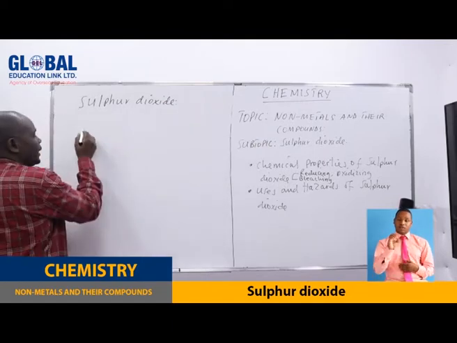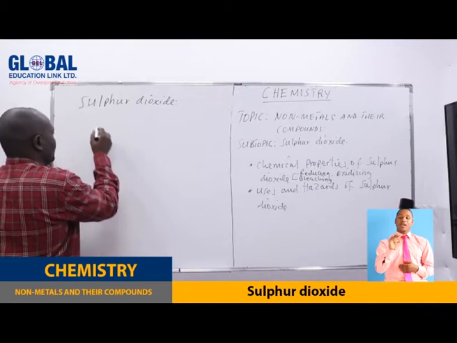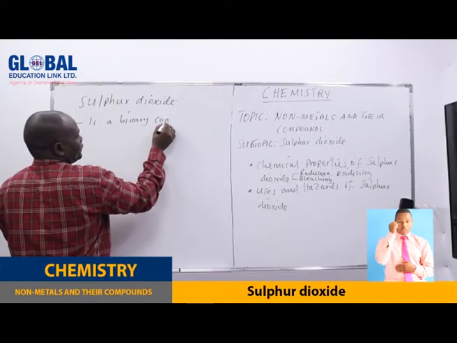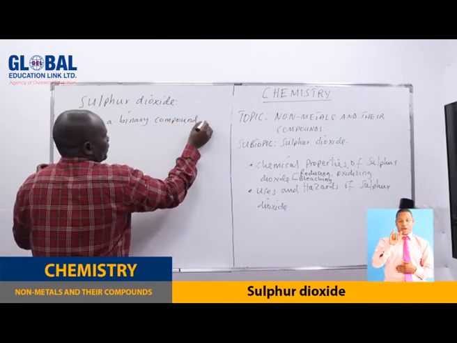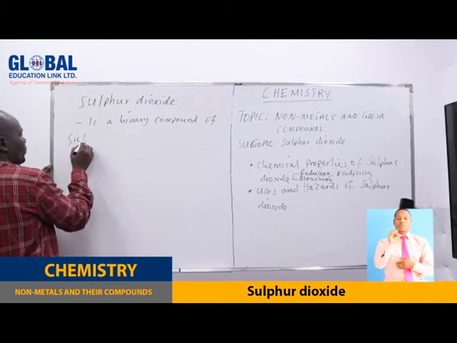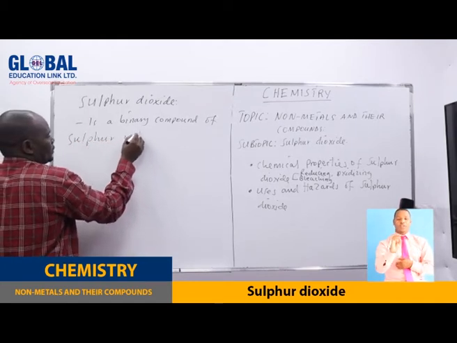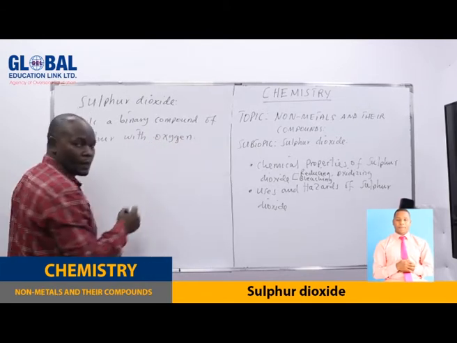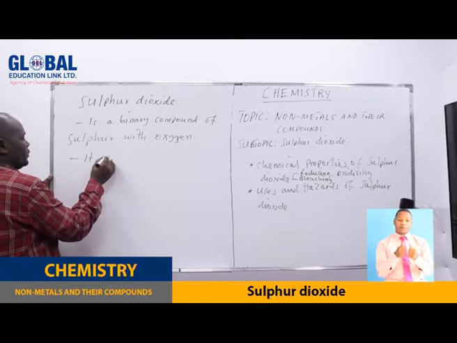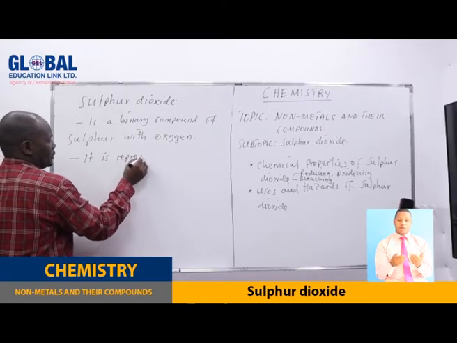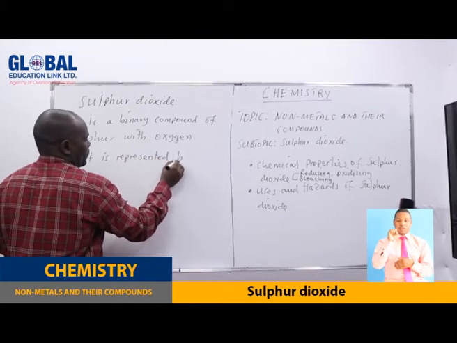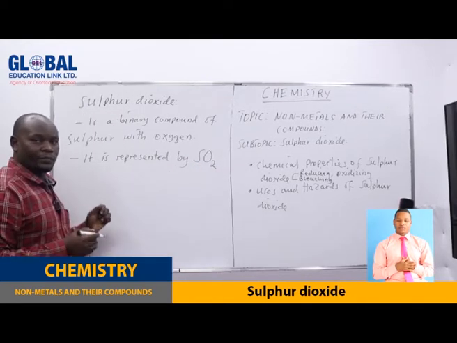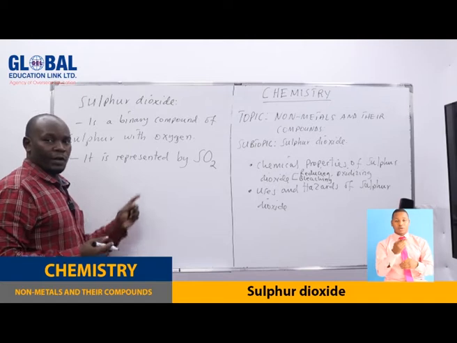Sulfur dioxide is a binary compound of sulfur with oxygen. And it is represented by a formula. It is represented by capital letter S, capital letter O with subscript 2. And sometimes we call it sulfur(IV) oxide.